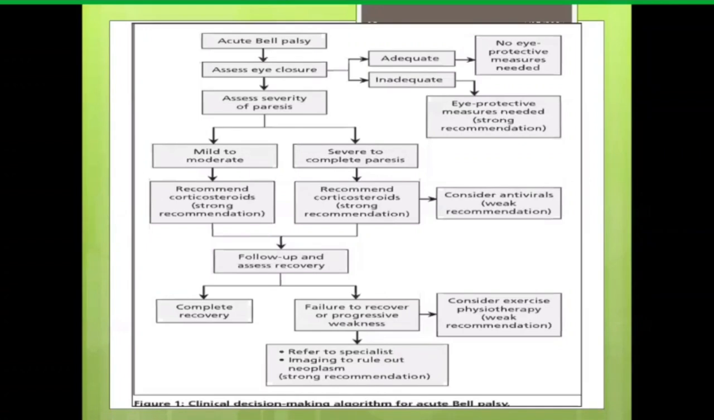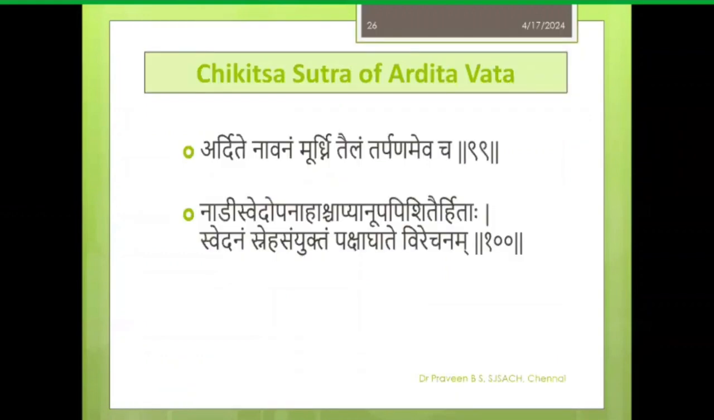Allopathic science gives this algorithm and states that there are only two important treatments that are highlighted: administration of corticosteroids, and administration of antivirals where a viral infection is seen, to combat the infection. Whenever it is seen to be autoimmune, corticosteroids are administered. This is how the algorithm is given, and ultimately, failure to recover leads to referral to the specialist.